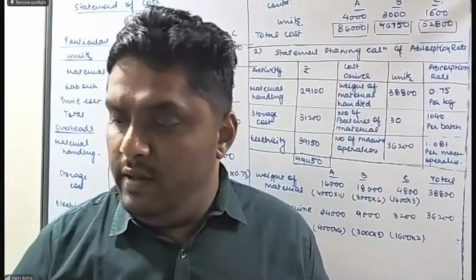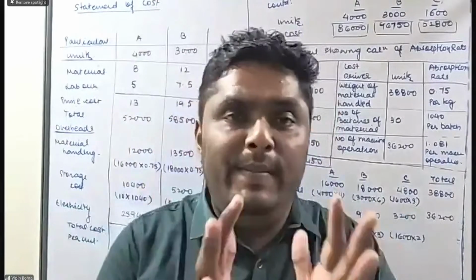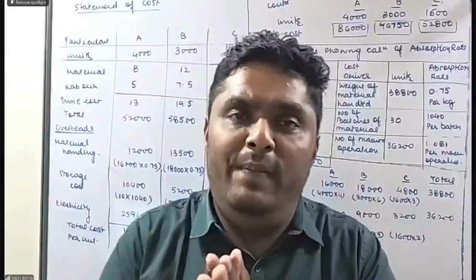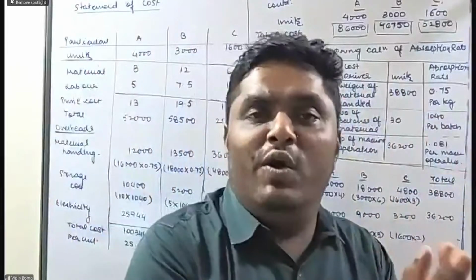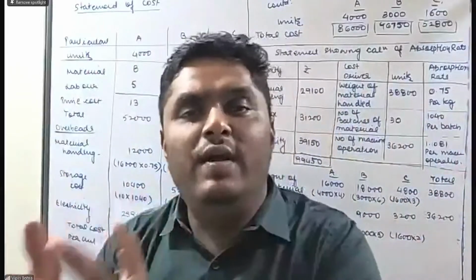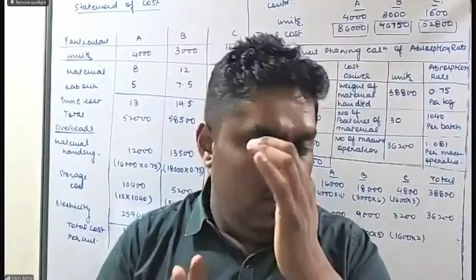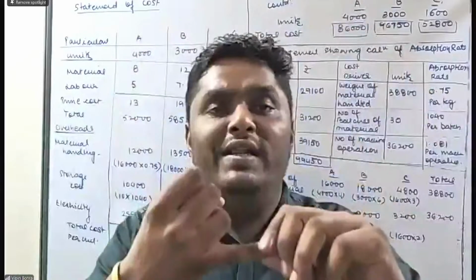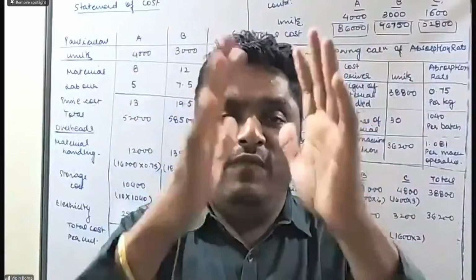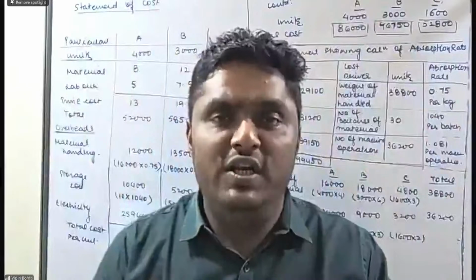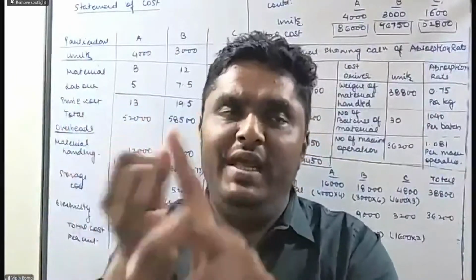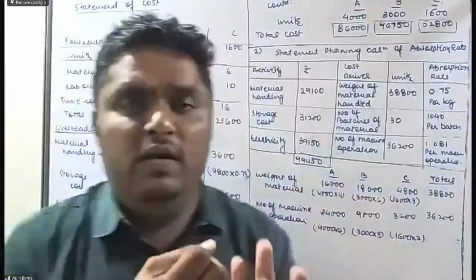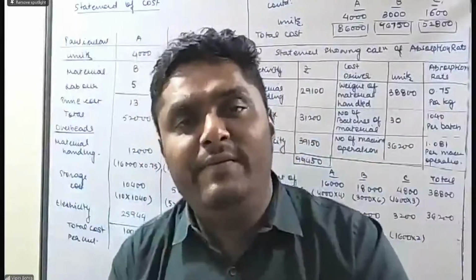So when talking about activity-based costing, you have to follow a particular pattern. Generally the question will ask you to calculate the cost as per traditional approach and the cost as per activity-based costing. First thing, solve the question as per traditional approach. In traditional approach, first calculate the absorption rate and then prepare the statement of cost. Then move towards activity-based costing.